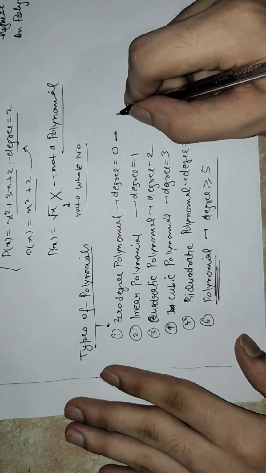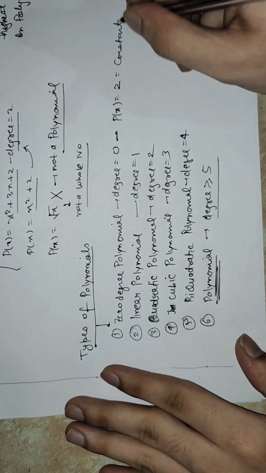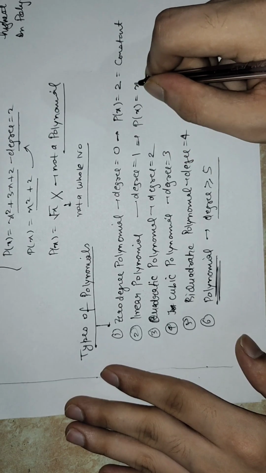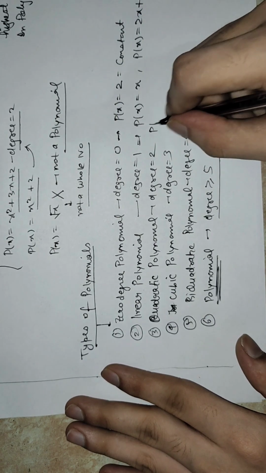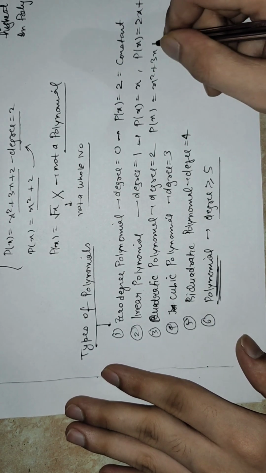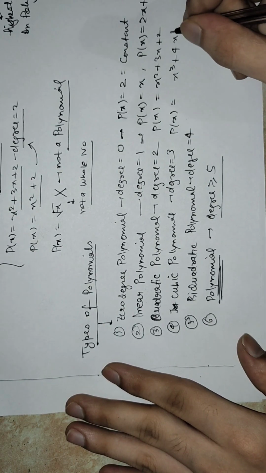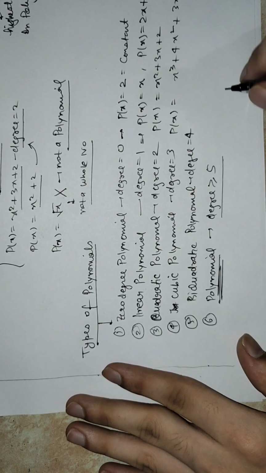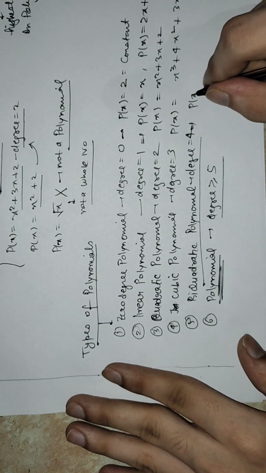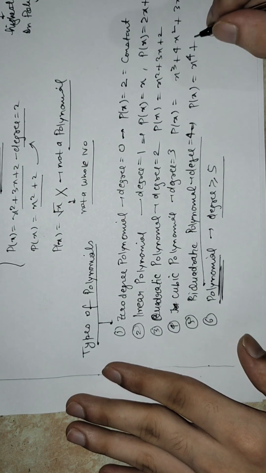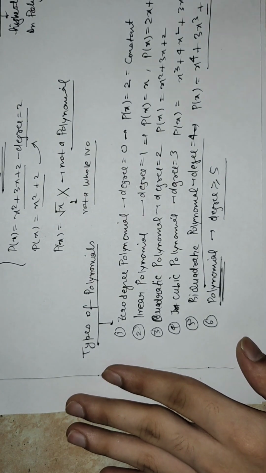So with degree 0 we have P(x) = 2, that is a constant. Degree 1: P(x) = x, or P(x) = 2x + 3. Degree 2: P(x) = x² + 3x + 2. Degree 3: P(x) = x³ + 4x² + 3x + 1. These all are examples. Now with degree 4 we can write P(x) = x⁴ + 3x³ + 1. Here the coefficient of x² and x is 0.